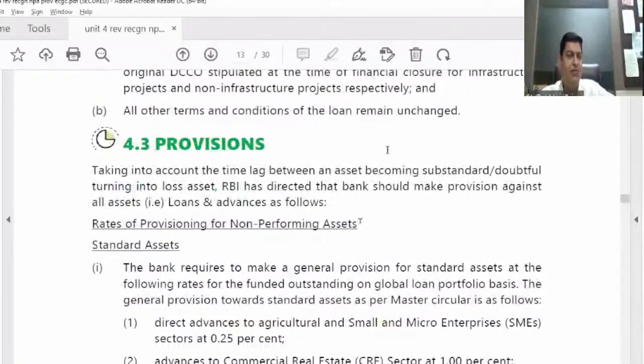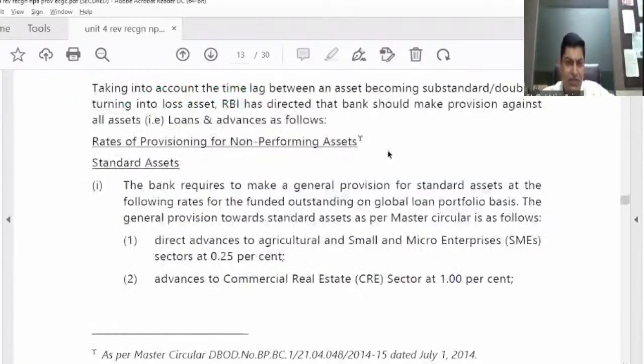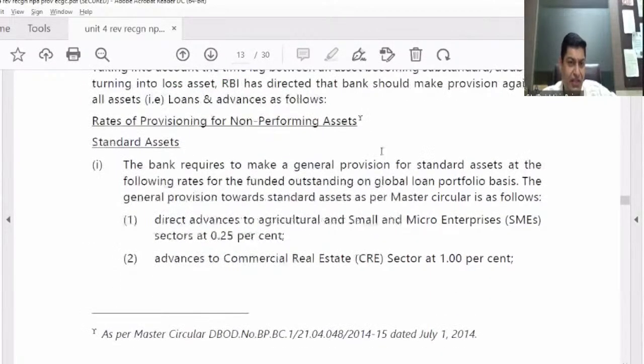So guys, this is a provision. Rates of provision are mentioned here. The first is about the standard assets.